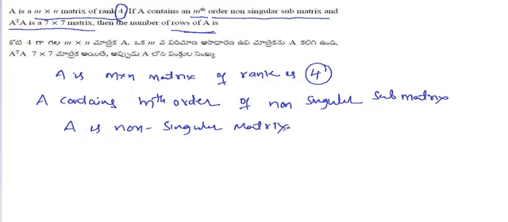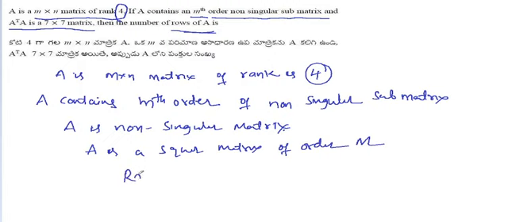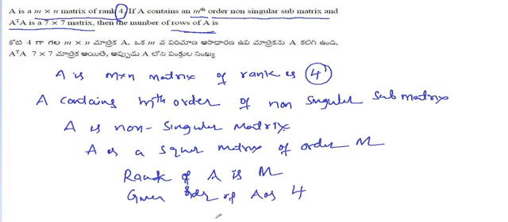Capital A is a non-singular matrix. Here it is given that capital A is a square matrix of order m, so the rank of the matrix A is m. The order of A is given, that is 4. Therefore the number of rows is equal to 4.